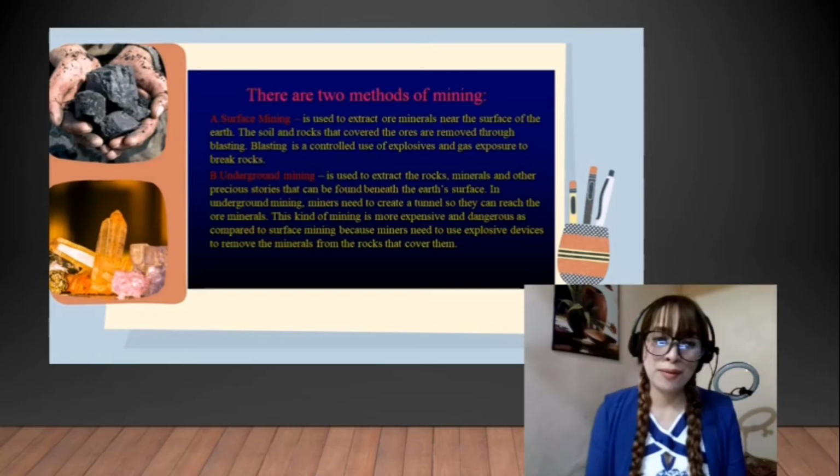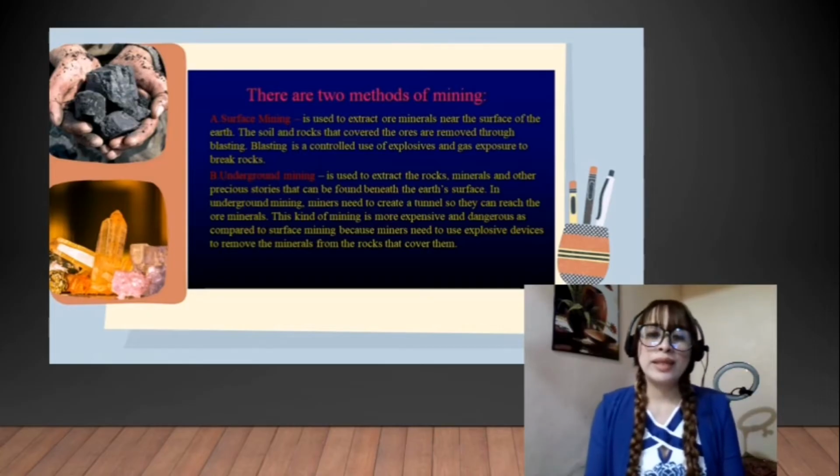The first one is surface mining. Surface mining is used to extract ore minerals near the surface of the earth, from the term surface. So they don't need to dig deeper and make really deep holes in order to extract these minerals. They are found on the surface of the earth, and the soil and rocks that cover the ores are removed through blasting. They use blasting in order to remove the unwanted parts of the rocks and get the ore mineral from it.